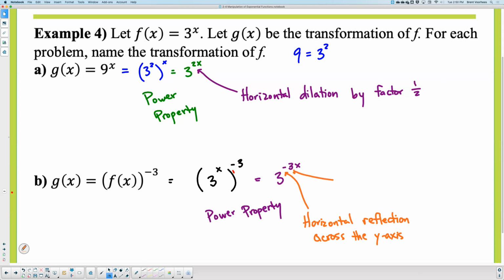There we go. That 3. When I'm multiplying by 3, what's that? Dilation, translation, reflection. Dilation. Dilation by factor. Is it by factor 3 or a liar, 1/3? Liar, 1/3.